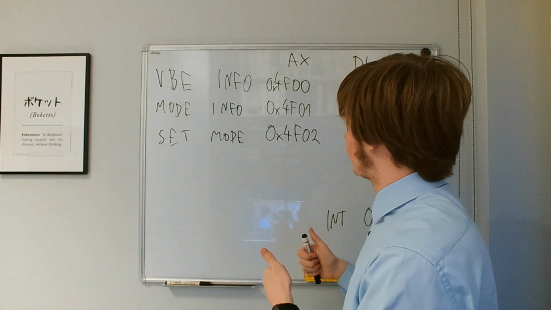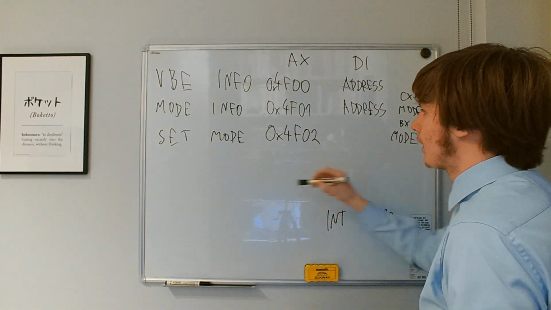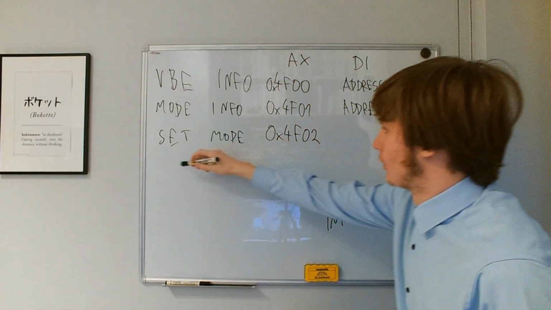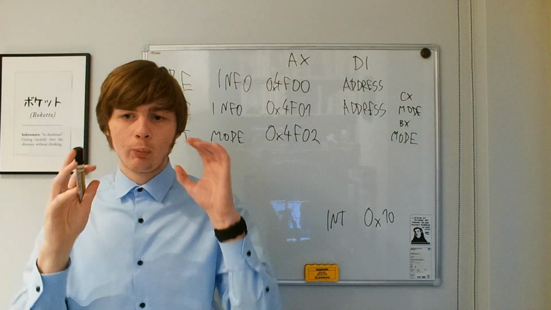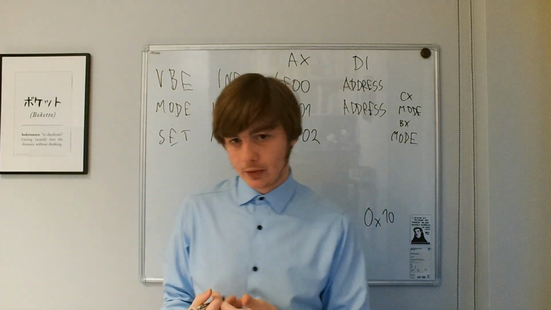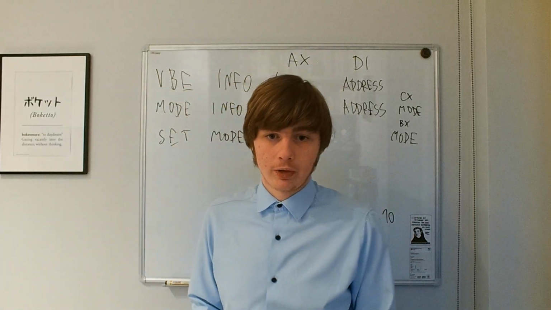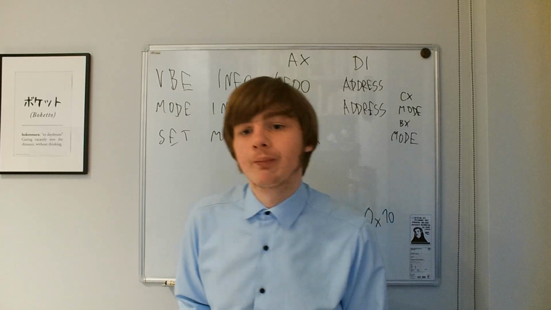And then once you find a mode that satisfies you, set it as BX, set AX to this, call it, so you call set mode. Fantastic. And once you've set a mode, obviously you're going to want to write to it, and for that you need a frame buffer address.